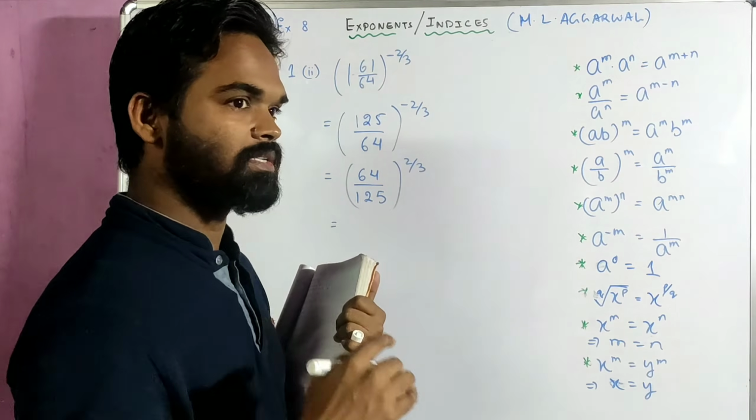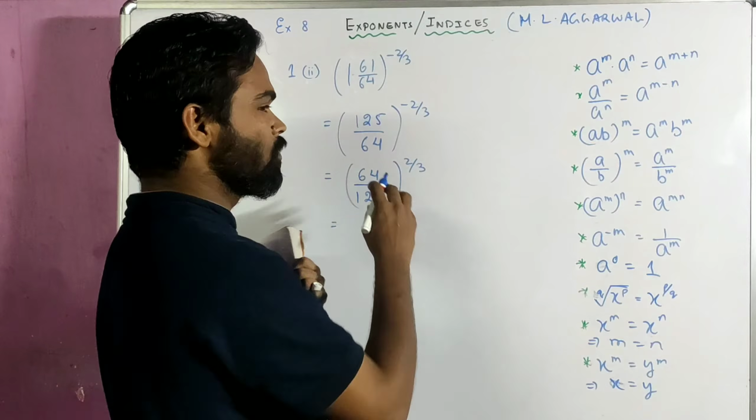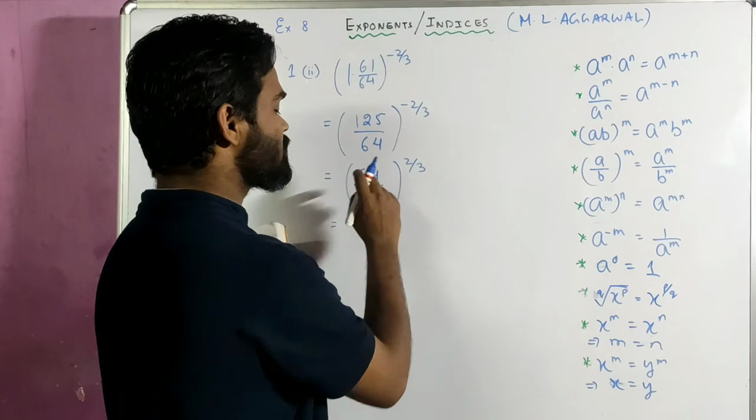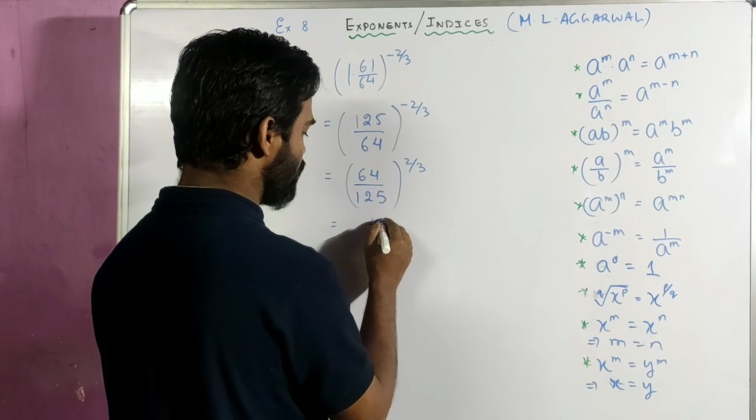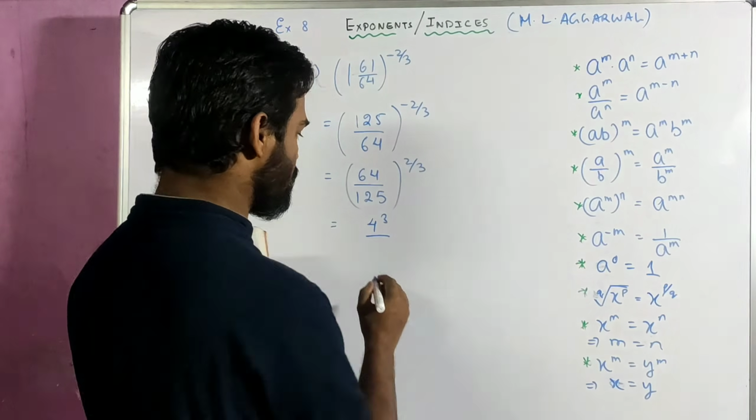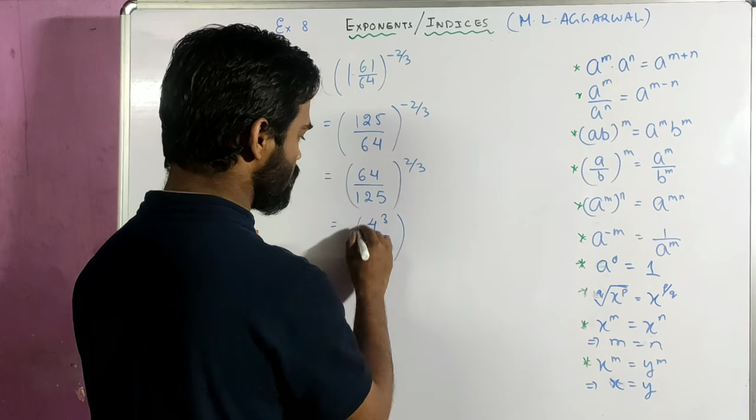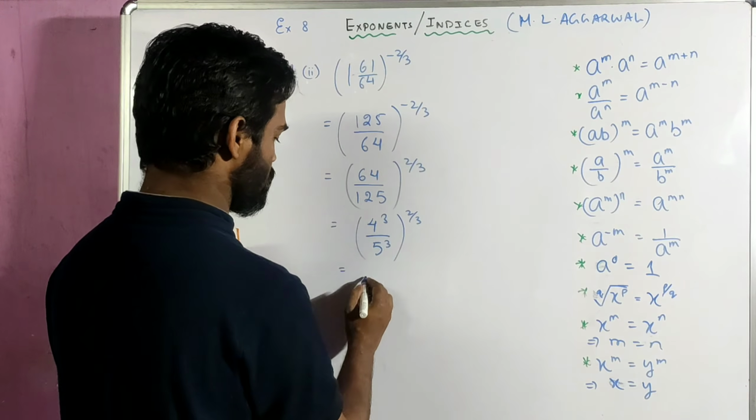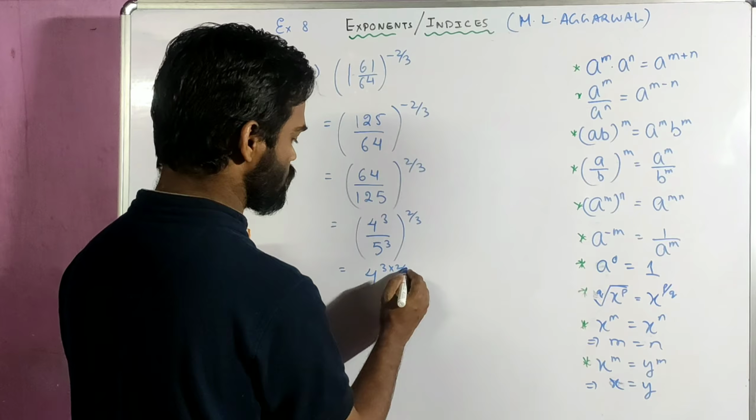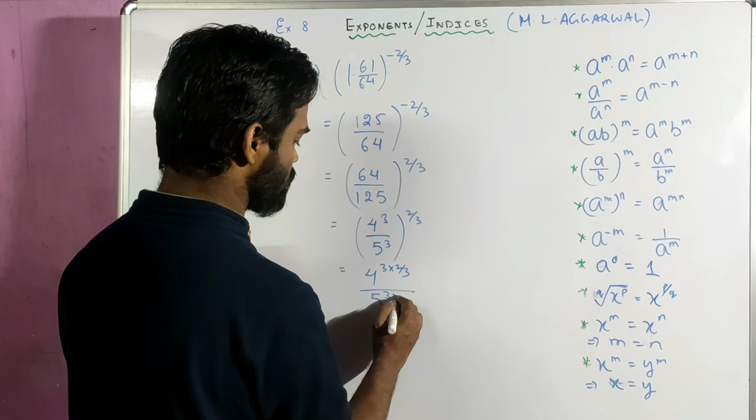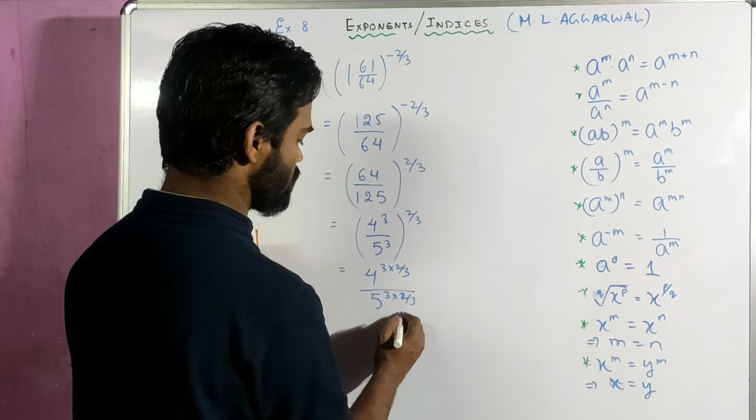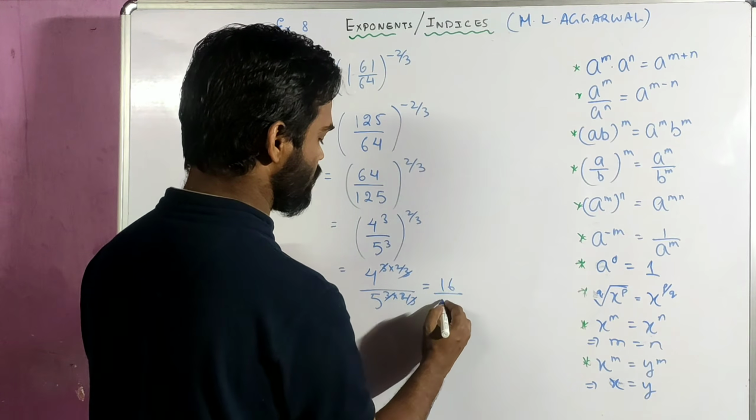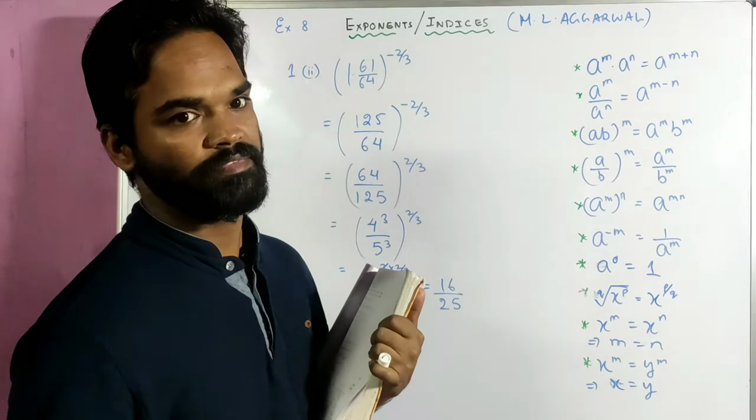Now whenever the power is in fractional form, try to represent the base as a power of something. What do I mean? 64, I can write as 4 cube. Similarly 125 I can write as 5 cube. Isn't it? Now by this property, the powers multiply. So 3 into 2 by 3, that cancels out. So 4 square is 16, 5 square is 25.